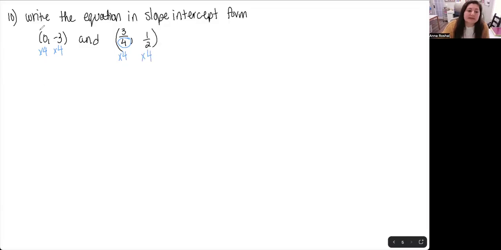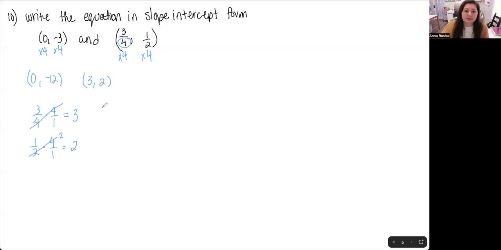So here's what's going to happen. 0 times 4, that's just going to be 0. Negative 3 times 4 is going to be negative 12. But then here I'm going to have 3 over 4 times 4 over 1, and these 4s will cancel. So I'm going to be left with 3. And then I'm going to take 1/2 of 4 over 1. This will cancel and become 2. So that'll be 2.